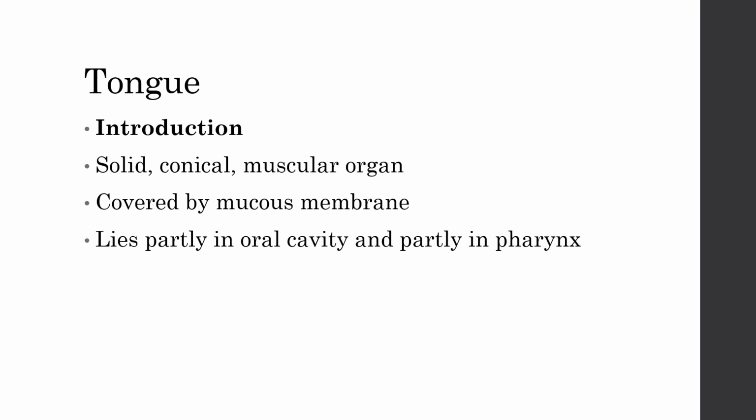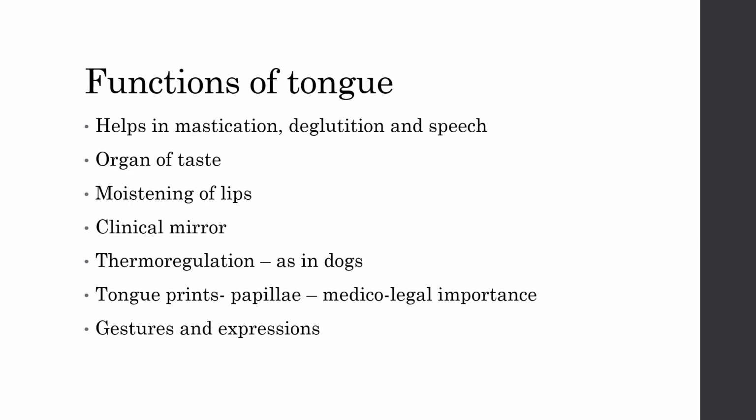It is covered by mucous membrane and lies partly in the oral cavity and partly in the pharynx, that is the oropharynx part of the pharynx. Functions: the tongue helps in mastication, that is chewing, and formation of the bolus. It helps in the first stage of deglutition, and it also helps in speech, production of some vowels and consonants. It is an organ of taste because it has taste buds. It is helpful in moistening of the lips.